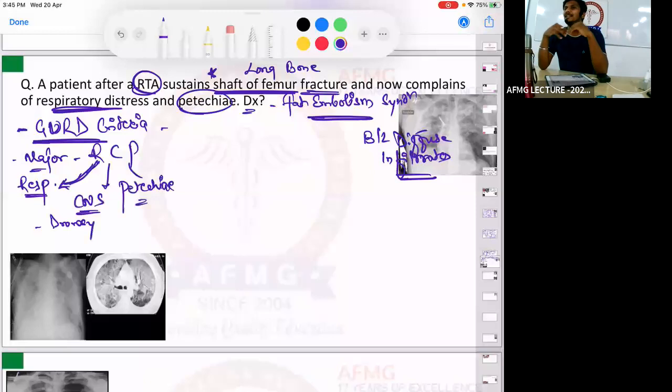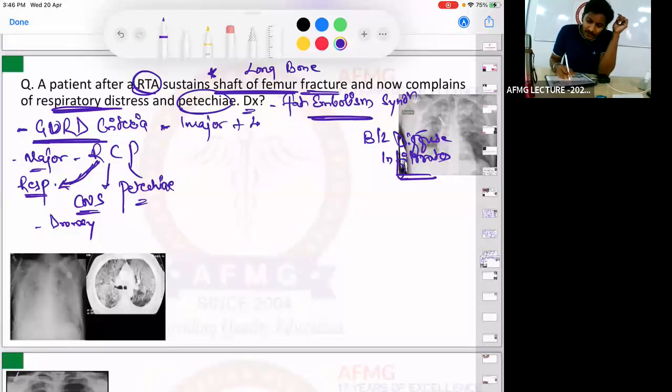Minor criteria can be like fever. There would be fat globules in sputum or urine. Okay, all of these are minor criteria. Raised ESR, CRP, all of that. For diagnosis, 1 major and 4 minor are required. For diagnosis, how many should be there?